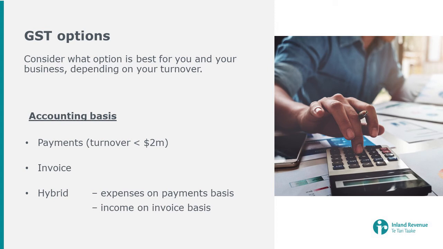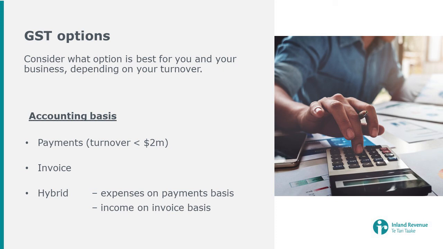Under the payment basis, you account for income and expenses based on the payment date. On the invoice basis, we look at the payment date and the invoice date. We account for income and expenses in the return covering the earlier of these two dates. For our example, if we're on the payments basis, we include the expense in the April-May return because the payment was made in April. If we were on the invoice basis, we'd include the expense in the March return because the earlier date was the invoice date of 31 March.